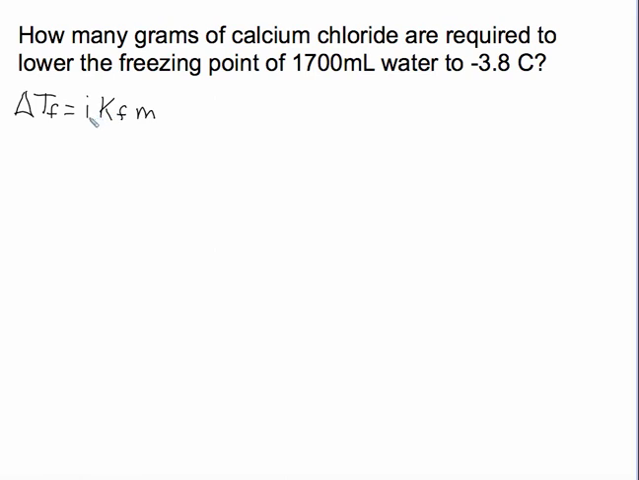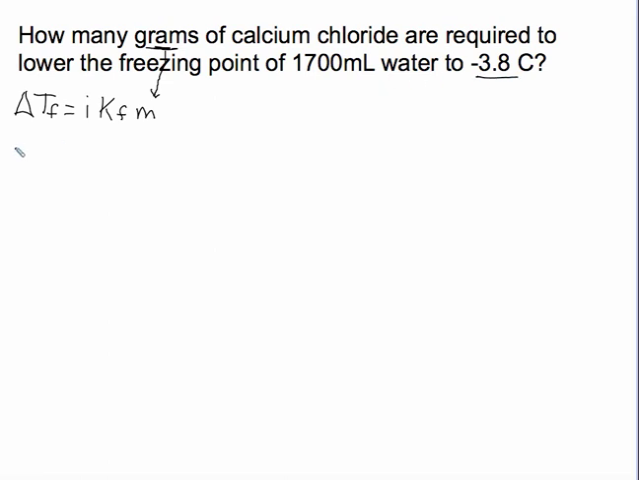Now, to figure out grams, you have to figure out where grams is located in this formula. If you can figure out the molality, which is little m, you can get the grams from molality. So we're going to plug in the numbers that we have and try to solve for molality first. We want to change the temperature to negative 3.8.